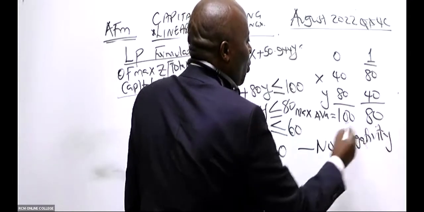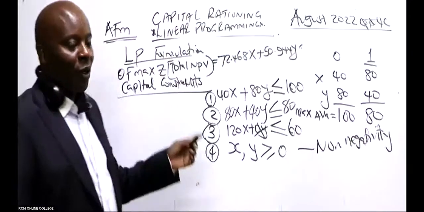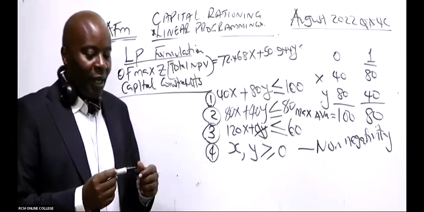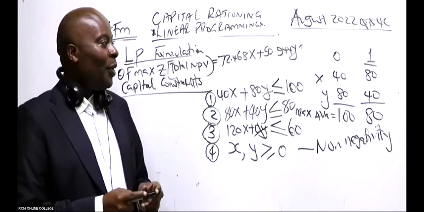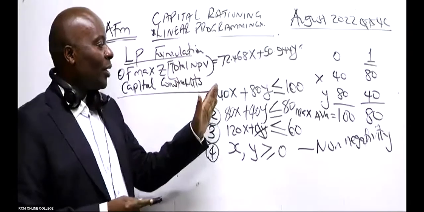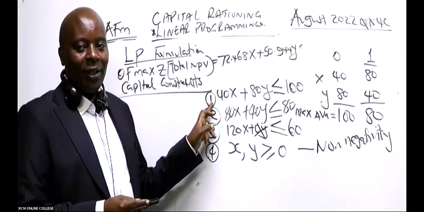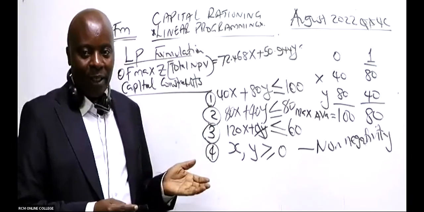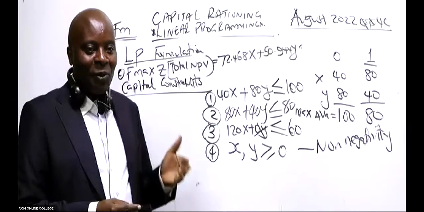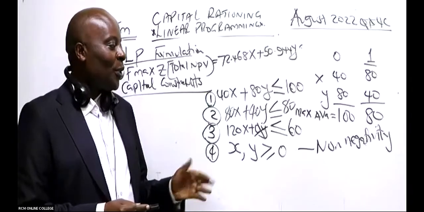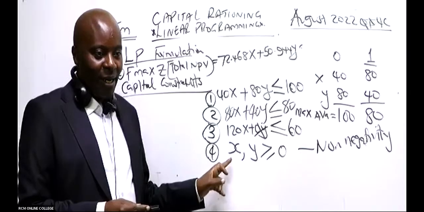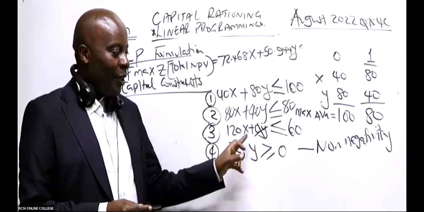Most students who are very good in exam techniques, but not very good in understanding some of these things, what they will do after they write the objective function, they'll always start with non-negativity, because in it you don't need to think at all, isn't it? But the point that I'm trying to put home is that we shall never forget non-negativity. Greater or equal to 0.